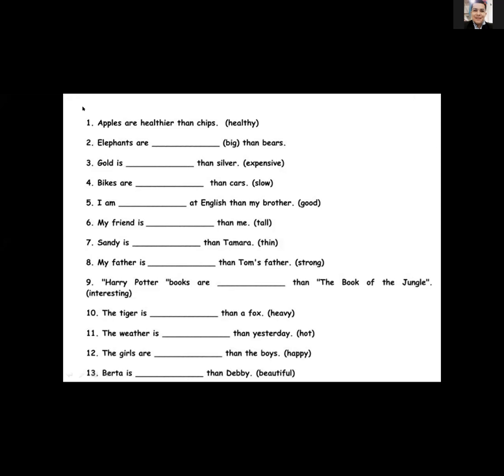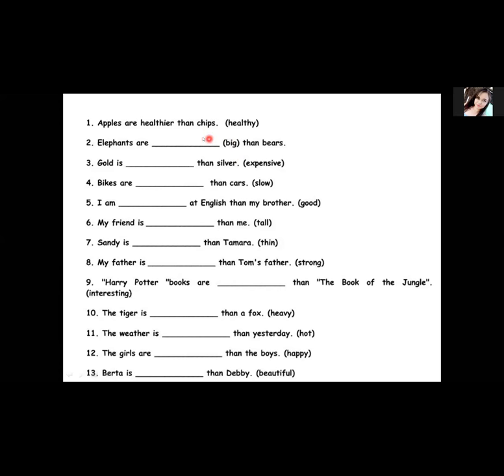Lo que vamos a hacer, vaya, aquí ya se las puse un poquito fácil, porque aquí ya tiene el verbo, the verb. Usted lo único que va a hacer es poner el adjetivo en paréntesis, the adjective in parentheses, in comparative. ¿Ya? Por ejemplo, in number one, apples are healthier than chips. Okay.